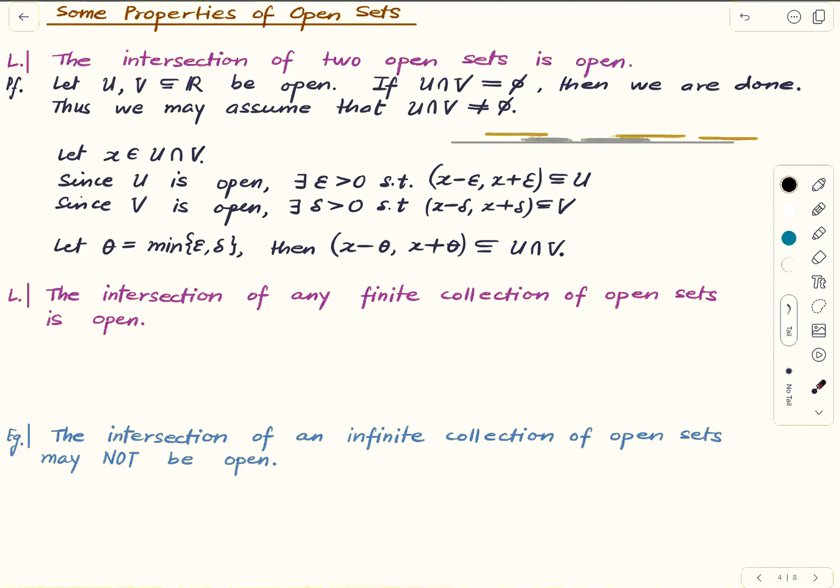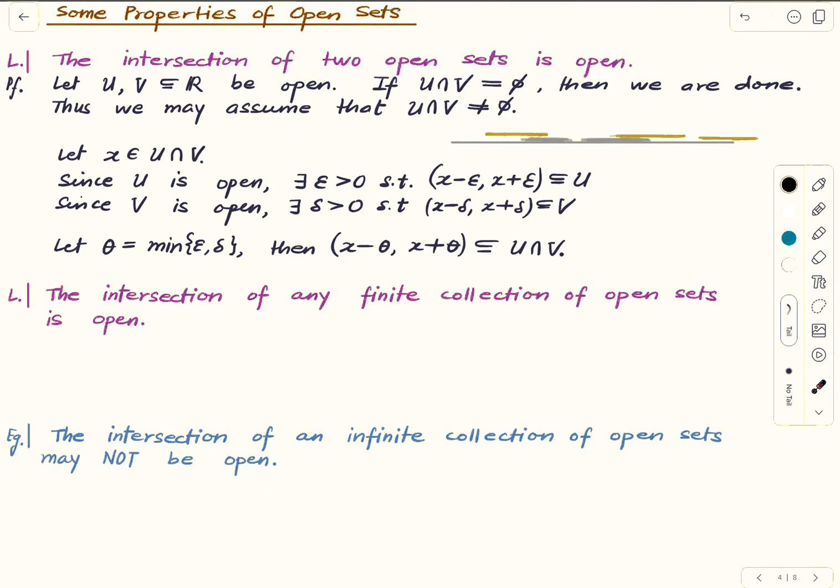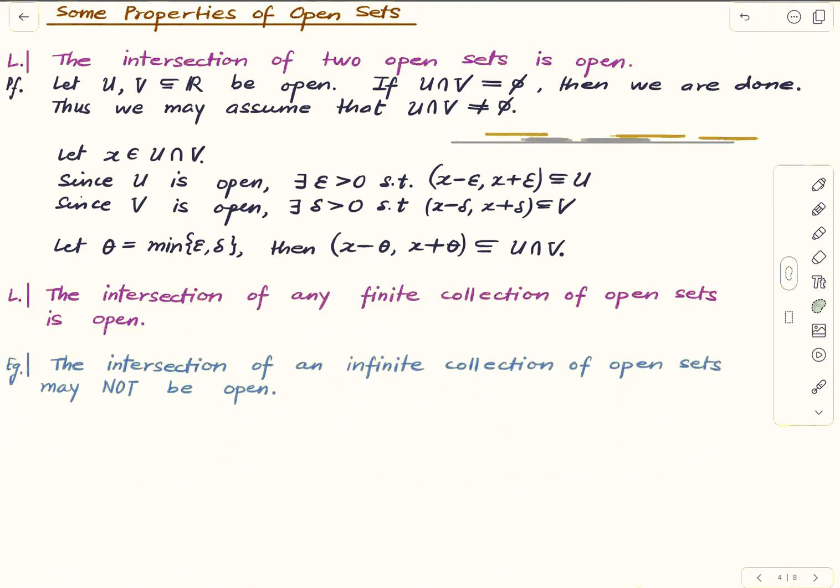Okay. The next property is just a consequence of the previous one: the intersection of any finite collection of open sets is open. Because we have proven it for two open sets, it just follows by induction that it also holds for any finite collection. Just keep applying the same proposition repeatedly. So that's fine. And the intersection of an infinite collection of open sets may not be open. So let's see why. You can't be careless about this. So why is that? Just define U_n as this interval.